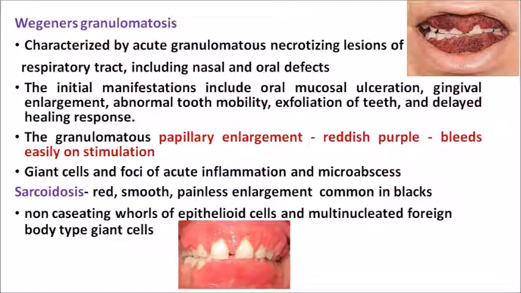Next is sarcoidosis. It is a red, smooth, painless enlargement. A peculiar feature is that it is common in blacks. Okay, it is a granulomatous lesion. So you can see non-caseating walls of epithelioid cells. That is, usually a granuloma is a collection of epithelioid cells and giant cells. Here it is non-caseating walls of epithelioid cells and multinucleated foreign body type of giant cells. The enlargement is red, smooth and painless enlargement.